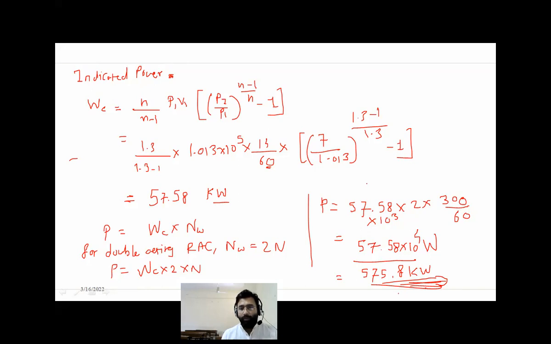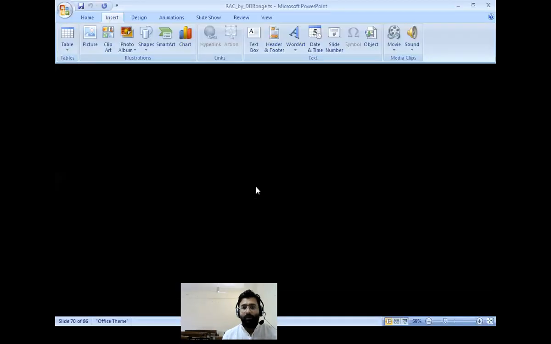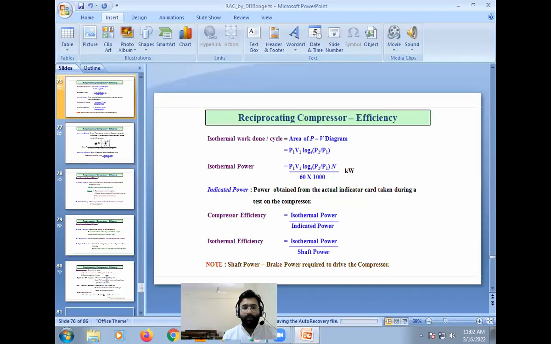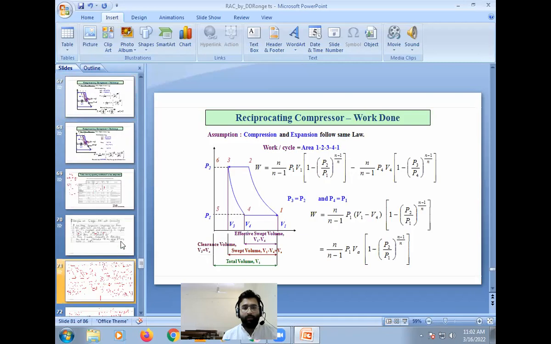So I hope everybody got the answer. So next we move towards the theoretical remaining part, that is the comparison of compressors, and then we can stop. Okay. Now we'll see one by one.